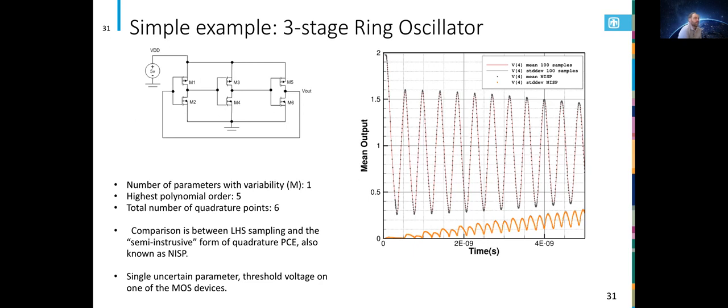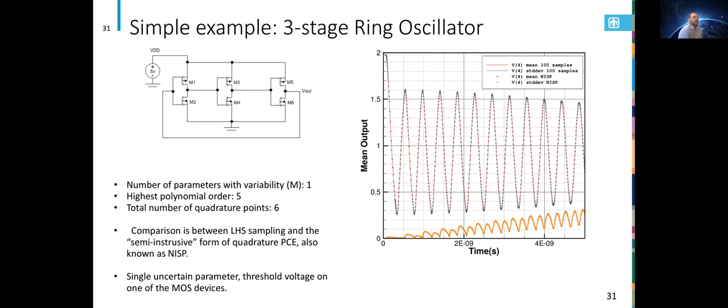So ring oscillators can get pretty far out of phase if you tweak their input very much. So I was pretty conservative in how much I'm changing the input on this one. I just have a single parameter that's varying. It's also a threshold voltage on one of the transistors.